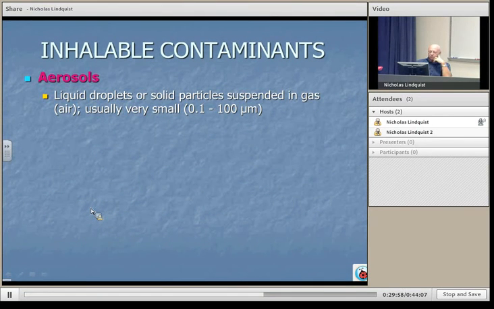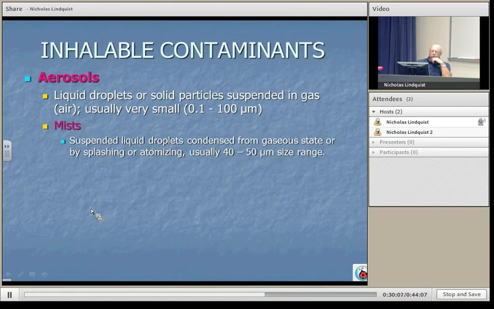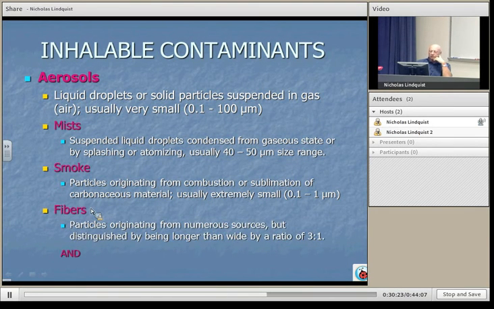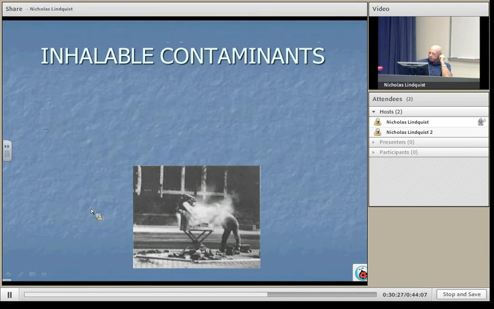Aerosols, when we refer to aerosols, could be either liquid or solid particles, usually anywhere from 1/10 of a micron up to 100 microns in size. Mists are liquid suspended droplets, usually around a 40 or 50 micron size. Smoke particles are down to 1/10 to 1 micron, so they can easily go into the deepest regions. Fibers, again, can get extremely small.